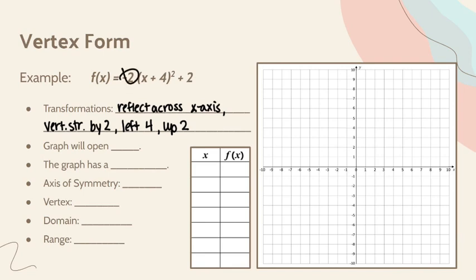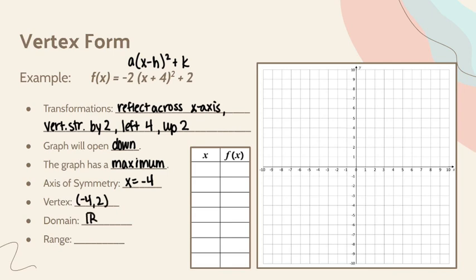All right, a is negative, so this graph will open down, meaning the graph has a maximum. The axis of symmetry is x equals h, and if you recall, our formula is x minus h squared plus k. So this is going to equal negative 4, even though we have this plus sign here. The vertex is going to be negative 4, comma 2.